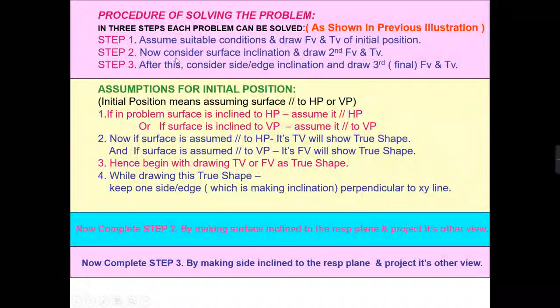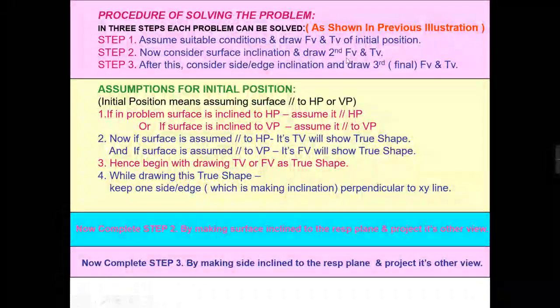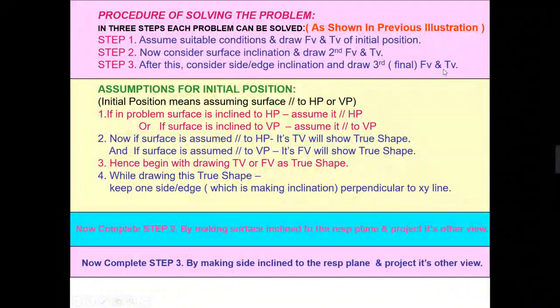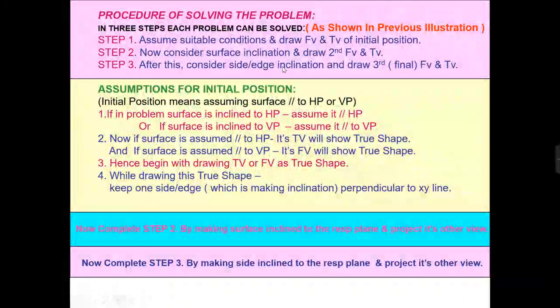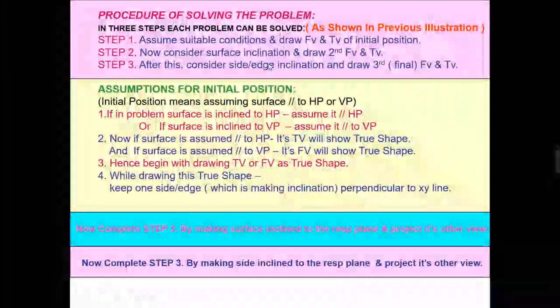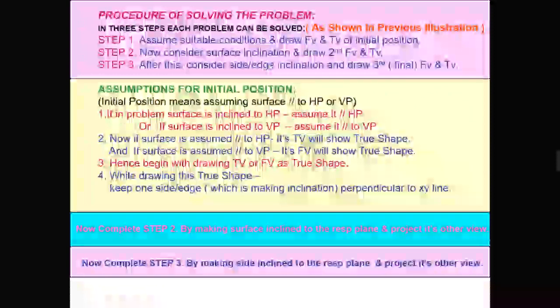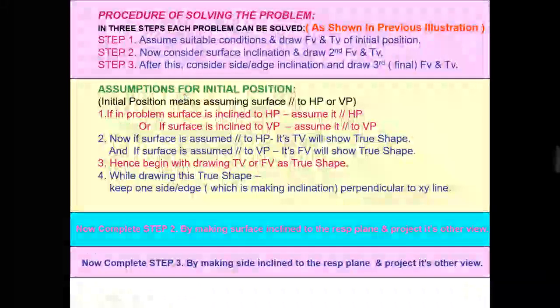In the second step, now consider the surface inclination as I just mentioned and draw the second front view and top view. After that, you have to consider the edge and side inclination and draw the third top view and front view. It means if it is inclined to both the horizontal plane and vertical plane, first you have to assume that your plane is only inclined to the horizontal plane or vertical plane. Then in the second step, it is inclined to the vertical plane and horizontal plane. The detail is given in this portion.